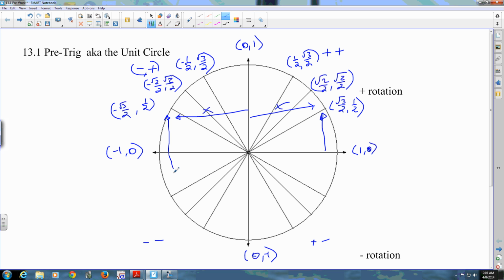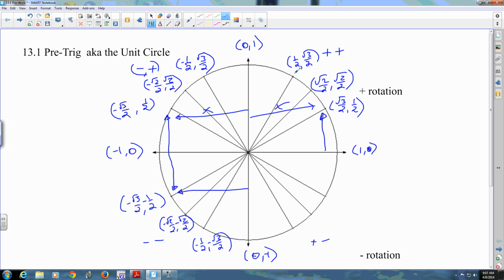This distance down is the same size as that number, but it's below, so it's negative. So it's negative 1/2. Your distance over is the same distance over. So it's negative square root of 3 over 2. Likewise for this one, negative square root of 2 over 2, negative square root of 2 over 2. This one here is the same as that one. So that will be negative 1/2, negative square root of 3 over 2.